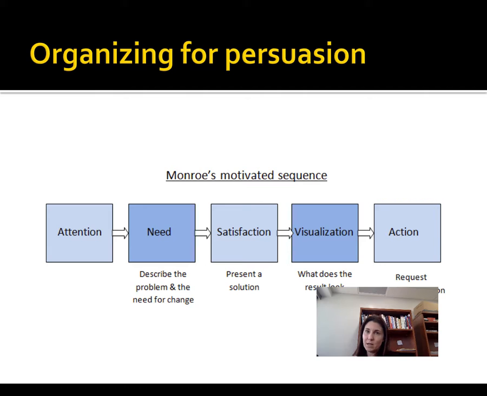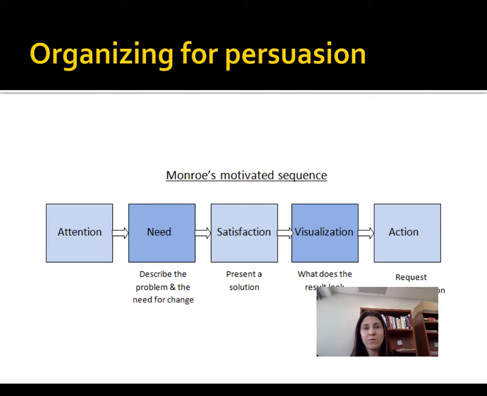Monroe's motivated sequence has a problem solution organization to it. It's usually reserved for persuasive speeches in which what you're trying to do is to advance a particular course of action or to get people to do something in particular. And the way Monroe's motivated sequence works is that you start by trying to get the audience's attention by using a dramatic or a serious or a thought-provoking introduction.